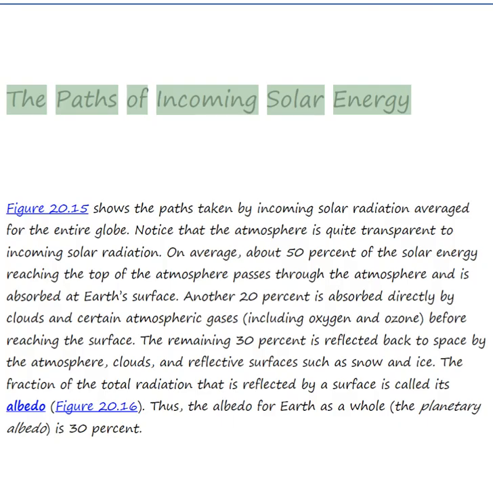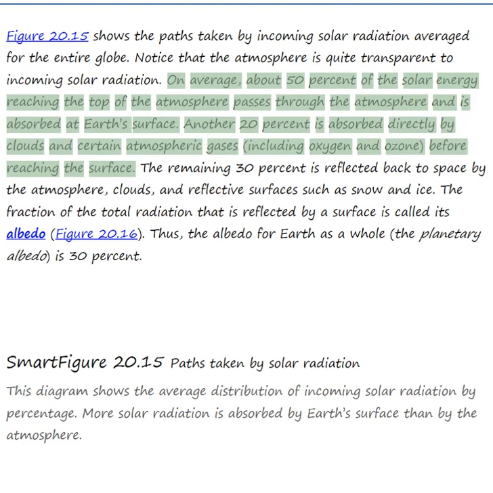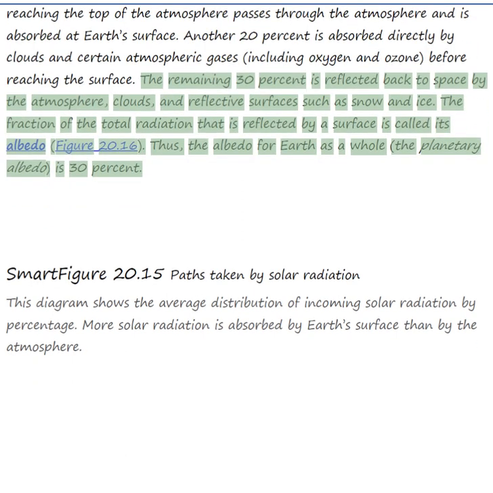The paths of incoming solar energy. Figure 20.15 shows the paths taken by incoming solar radiation averaged for the entire globe. Notice that the atmosphere is quite transparent to incoming solar radiation. On average, about 50% of the solar energy reaching the top of the atmosphere passes through the atmosphere and is absorbed at Earth's surface. Another 20% is absorbed directly by clouds and certain atmospheric gases before reaching the surface. The remaining 30% is reflected back to space by the atmosphere, clouds, and reflective surfaces such as snow and ice.